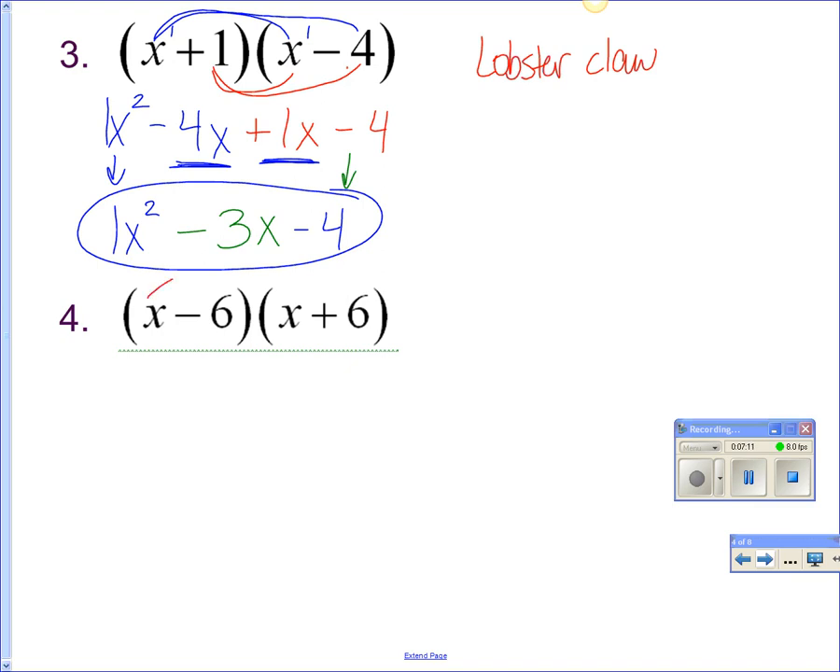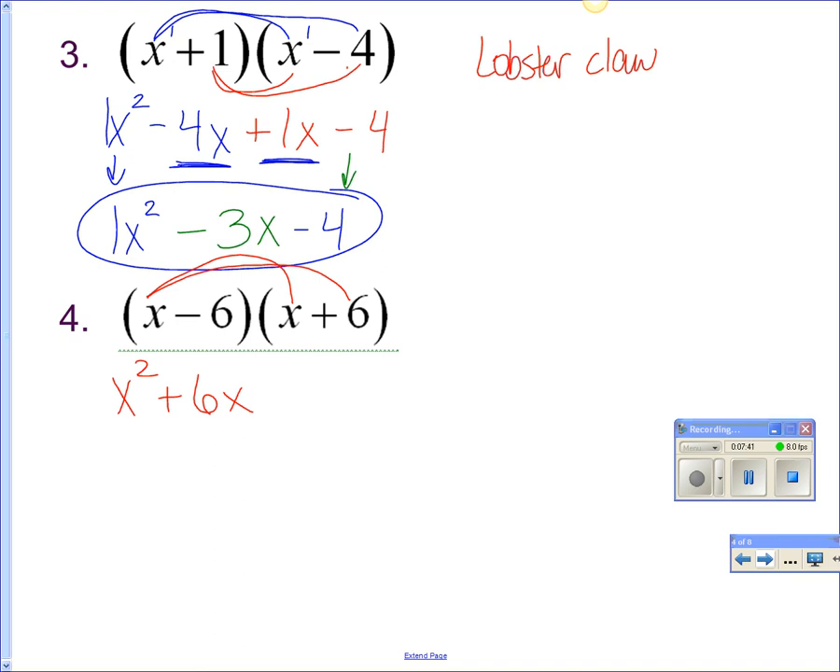So x times x first. Go all the way to the other one. X times x. Anybody? Good. All right. 1x to the second. So x squared, you could also say. All right. Then you're going to finish your top one. So x times positive 6. What's x times positive 6? Very good. All right. So that's your top claw.